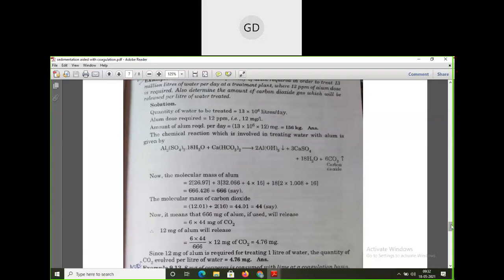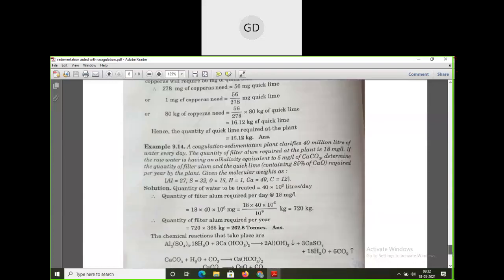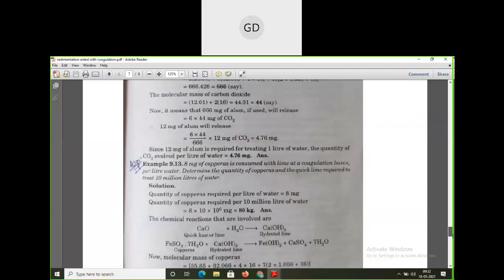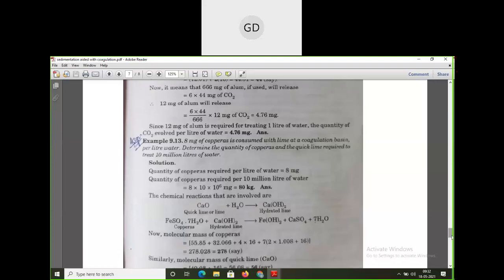The next numerical you will try by yourself. This one, example number 9.13, you try at home without seeing the answer. First you try to do it, and if you can't, then you refer to the solution and try to do it yourself. It is the same numerical, just here the chemical reaction will be of copperous, so you have to use the copperous equation reaction.